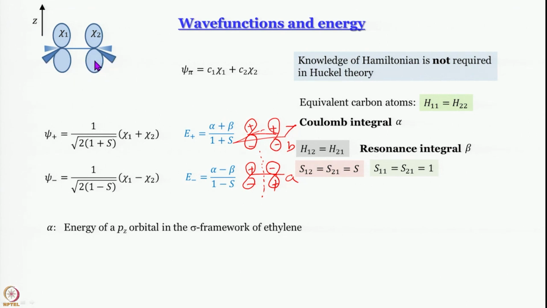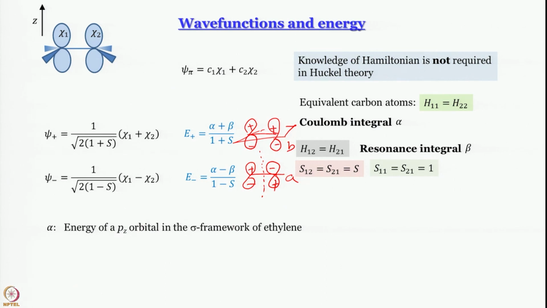Okay. So, what terms would it contain? Even though we are not going to bother to write it, it is going to contain terms in internuclear repulsion, it is going to contain terms for attraction of this electron with nucleus 1 as well as nucleus 2, and so on and so forth. So, the Hamiltonian is really the Hamiltonian of the entire molecule. So, this energy alpha that you get is the energy of pz orbital in the sigma framework of ethylene. Even if there is one pz orbital, that would be the energy.